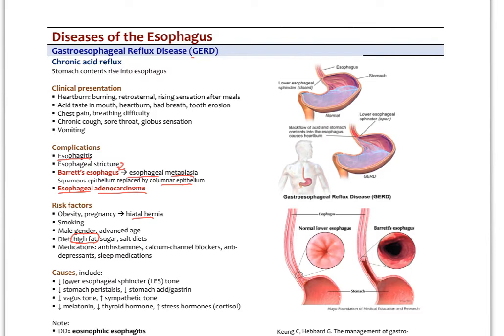Different medications like antihistamines, but also those calcium channel blockers like the nifedipine I just talked about, are smooth muscle relaxants. So although they're important for achalasia, where you have an LES constriction, not so good here. And even some antidepressants and different sleep medications can actually relax the lower esophageal sphincter too much.